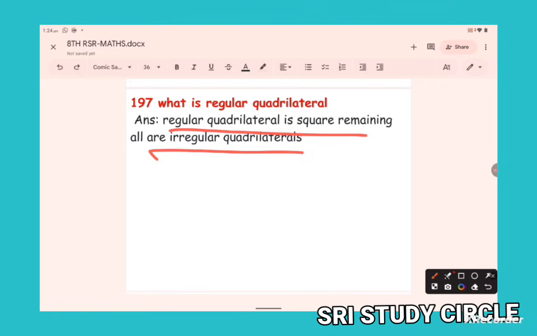So here we have five types of quadrilateral. Among these quadrilaterals, only the square is a regular quadrilateral. The remaining four are known as irregular quadrilaterals. Only square.